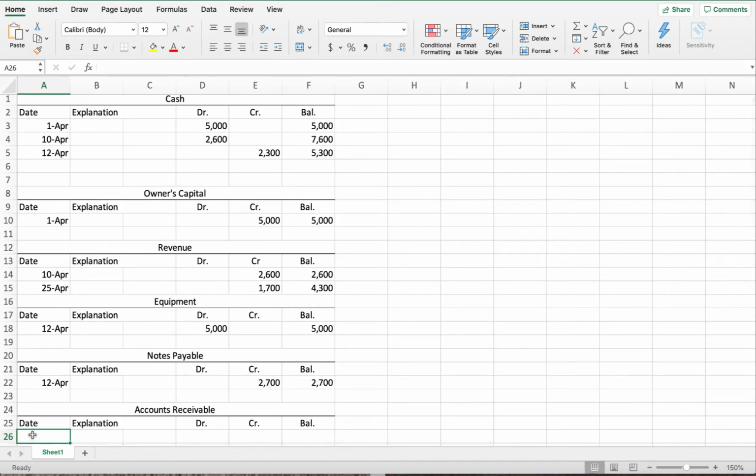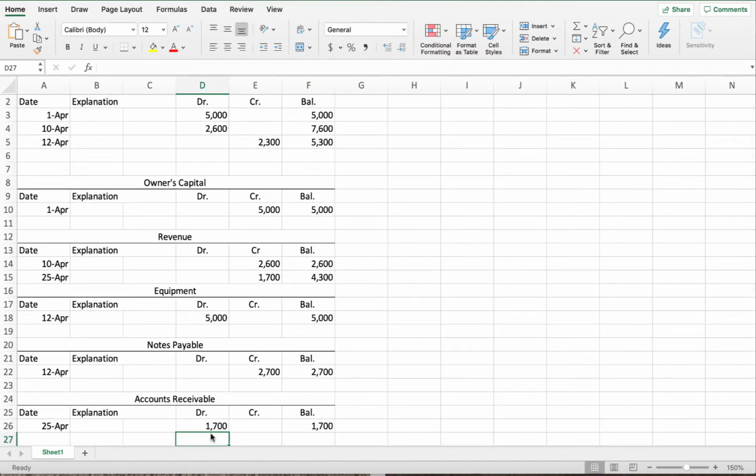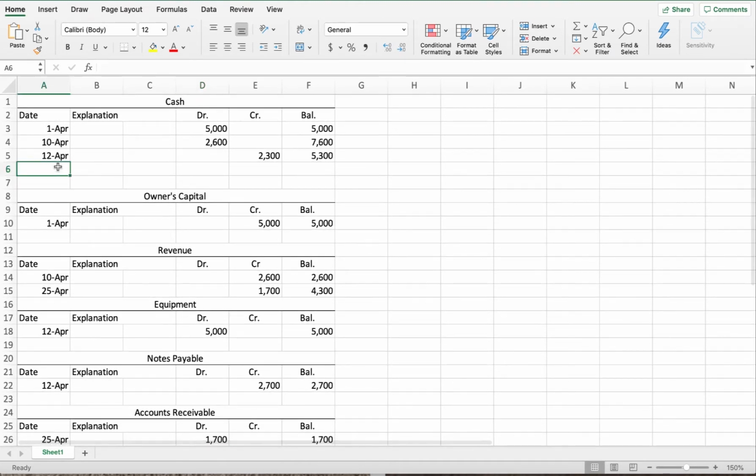So on, what date is this? 4/25. I have a debit of $1,700. And the balance after that for my accounts receivable is $1,700. Now the last transaction happens on August 31st, or in our case, April 1st, right? So I'm going to say 4/31.